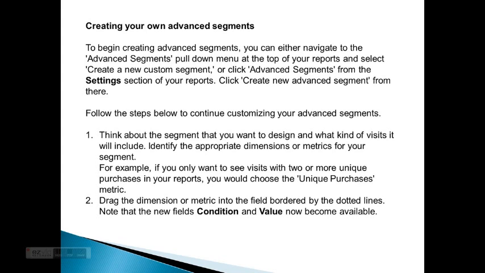First off, think about the segment that you want to design and what kind of visits it will include. Identify the appropriate dimensions or metrics for your segment. For example, if you only want to see visits with 2 or more unique purchases in your reports, you would choose the Unique Purchases metric. Drag the dimension or metric into the field bordered by the dotted lines. Note that the new field's condition and value now become available.